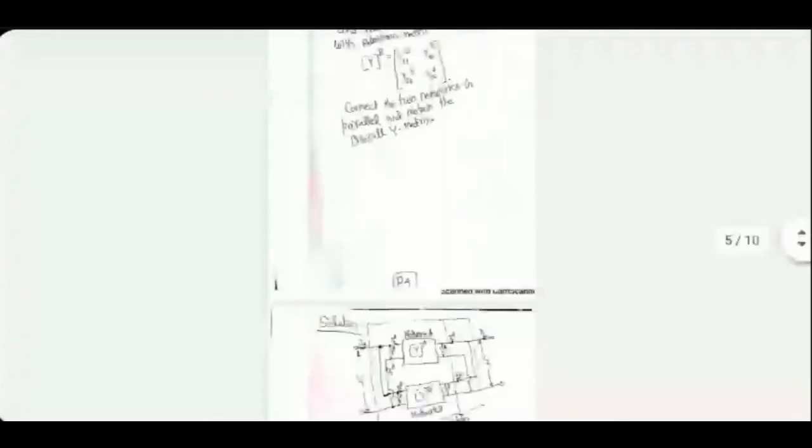Their Y matrices can be added. Okay. The next problem that we did not tackle last time is here.